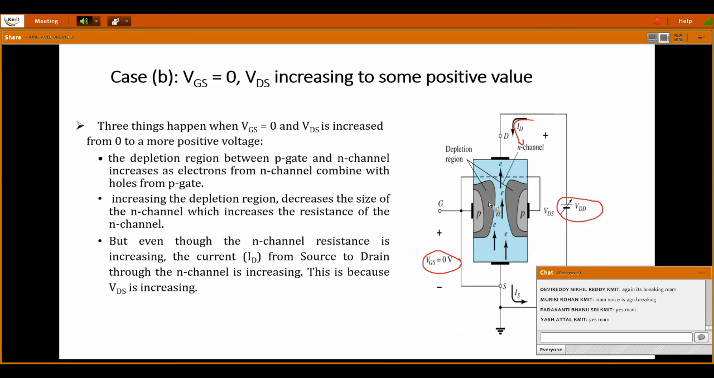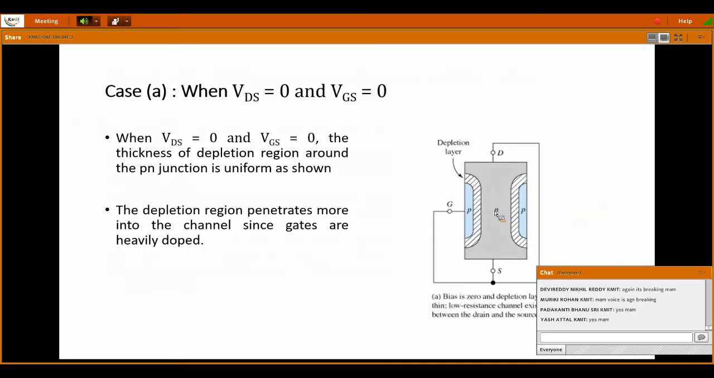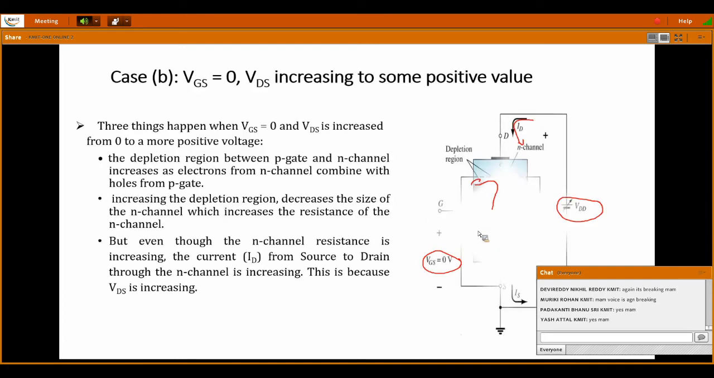And the next one, the depletion region increases. But if you see the diagram, the depletion region is increasing something like this. See here, it is not in an even manner. In the previous diagram, the depletion region was even on both sides.